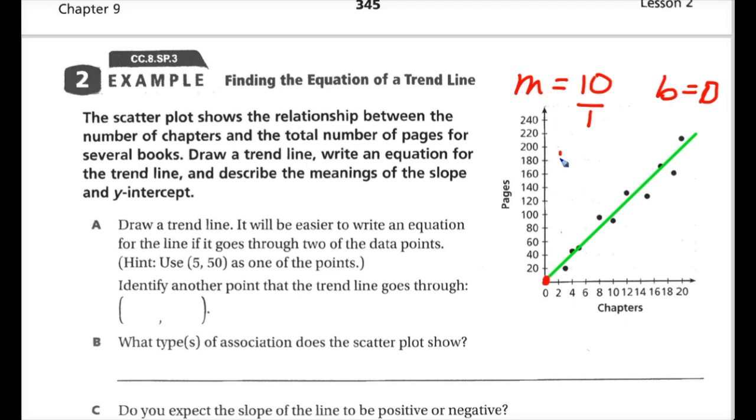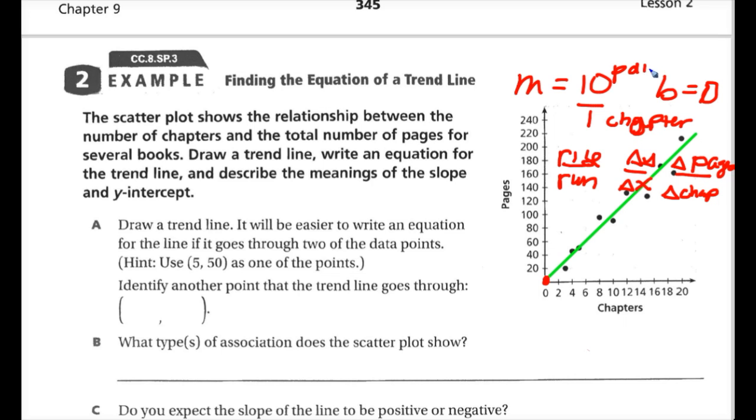Look at my slope for a second. Slope is a rise over run, or a change in y over change in x. My y is pages, so it's the change in the pages over the change in the chapters. 10 is pages, 1 is chapters. So what this is saying is for every 1 chapter, I should have 10 pages. On average. It won't be the same every single time, but about every chapter should give me 10 more pages.